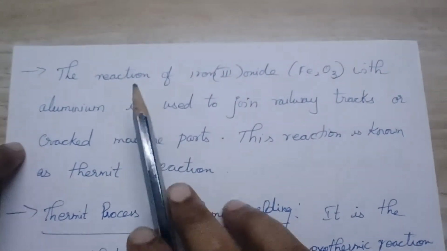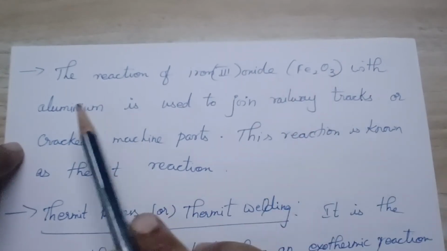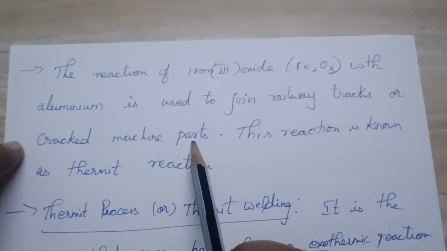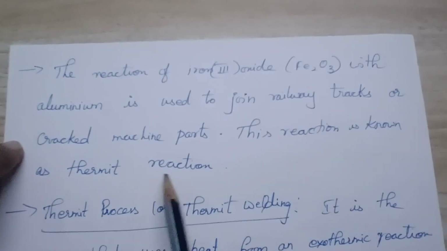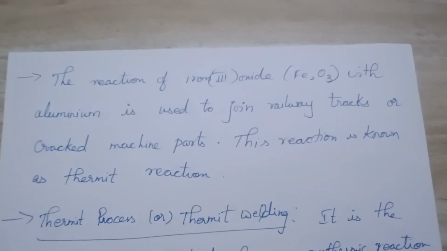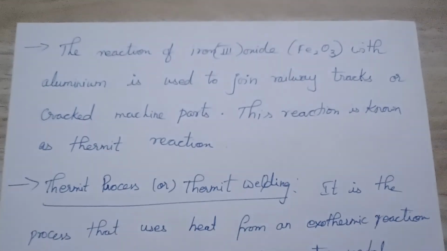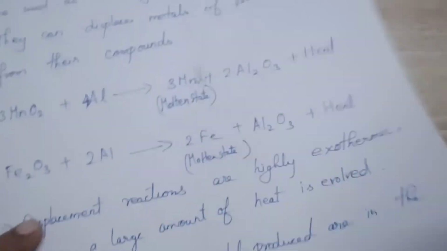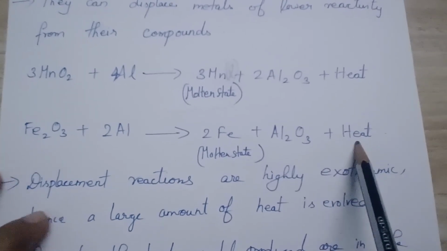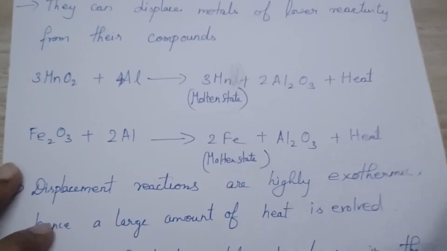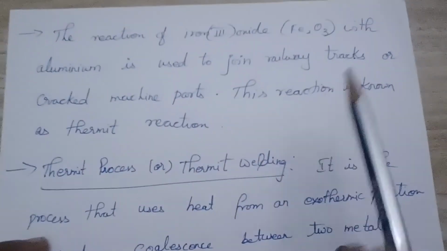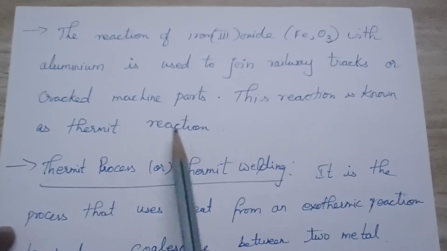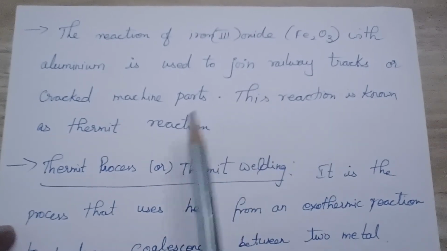The reaction of iron 3 oxide with aluminum is used to join railway tracks or cracked machine parts. This reaction is known as the thermit reaction, because high heat is evolved. A large amount of heat is produced in this reduction process. This process is used to join railway tracks as well as cracked machine parts. That process is called the thermit reaction. It forms a bond between the two different metals.